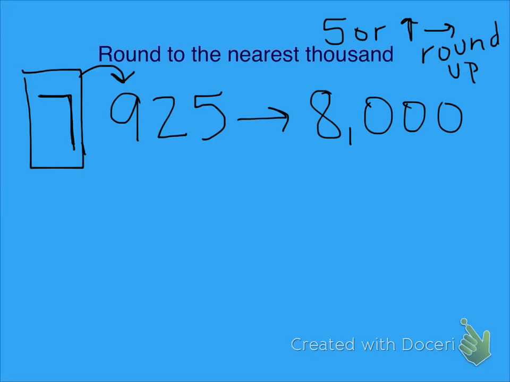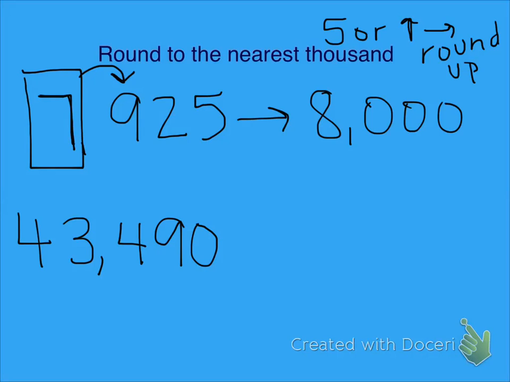So 7,925 is closer to 8,000 than it is to 7,000. So that's what it would round to. Okay, the next number we're going to look at is 43,490, and we're still rounding to the nearest thousands place.